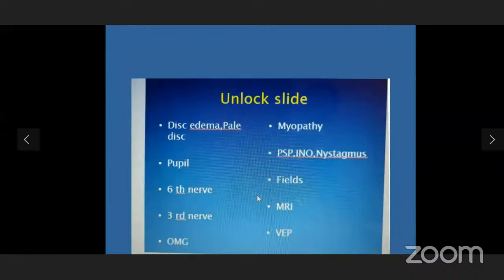So it's unilateral or bilateral, sir? Very good. Unilateral. Fantastic. That's a good question to ask. Unilateral, sir. It may be an optic neuritis, sir. Yes. AION. Very good. Fantastic.